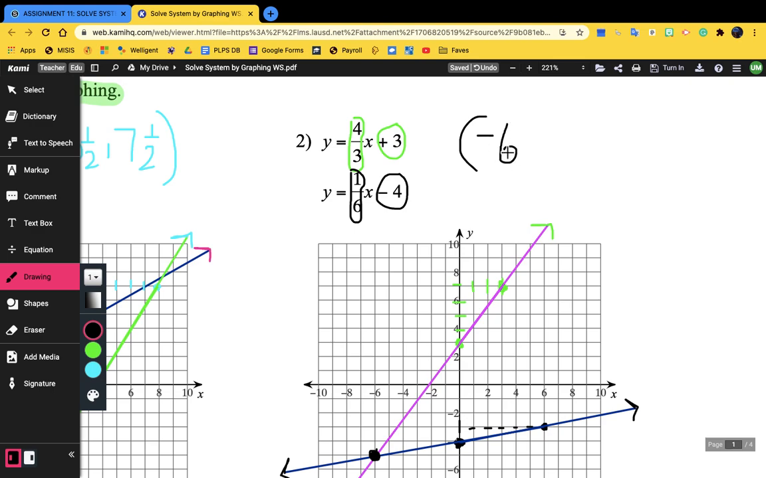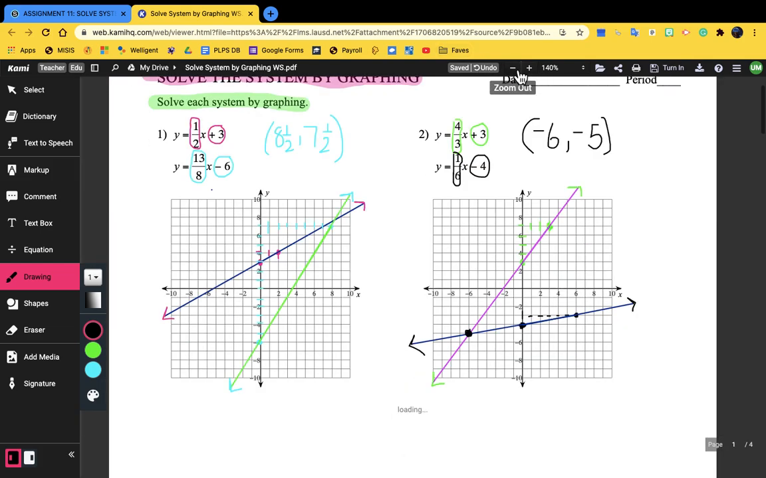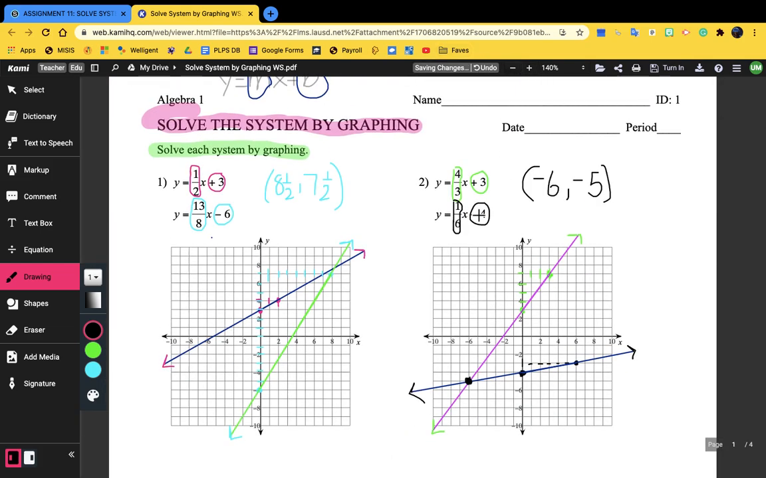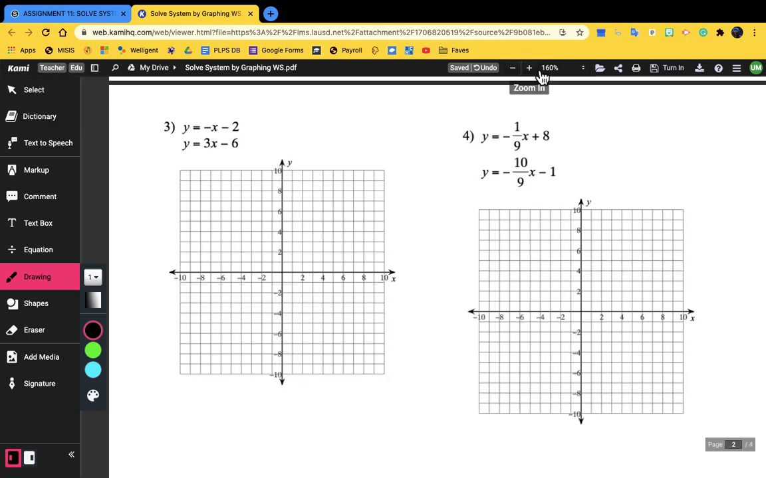-6, comma, -5. Look at that. There you go. Those are the first two. Done. Look at that. All right. So, same idea for the next few. Okay. So let's go here.